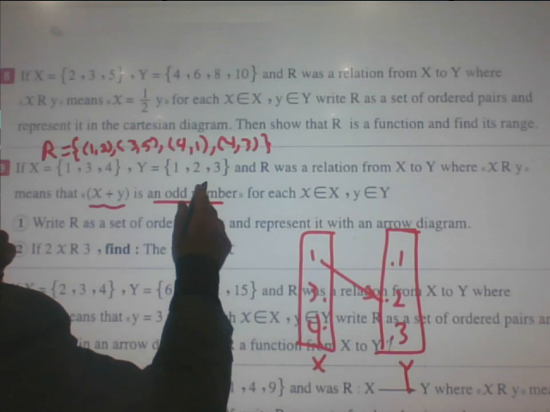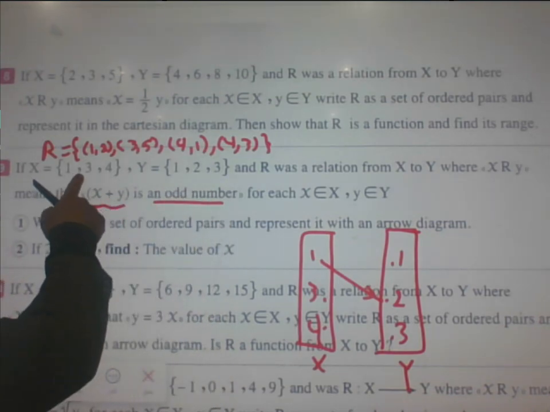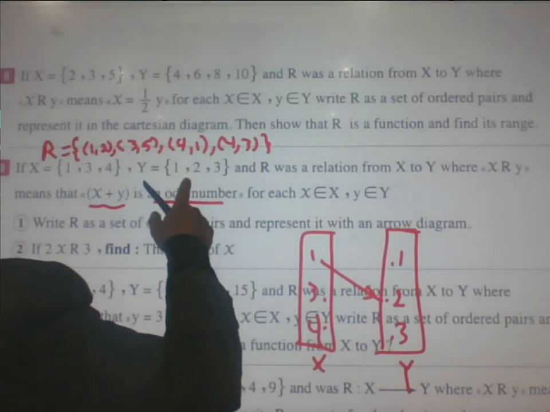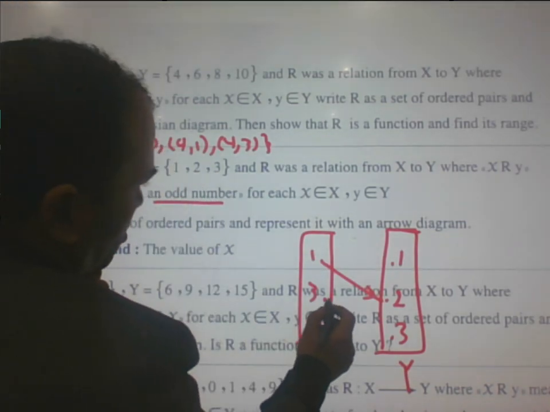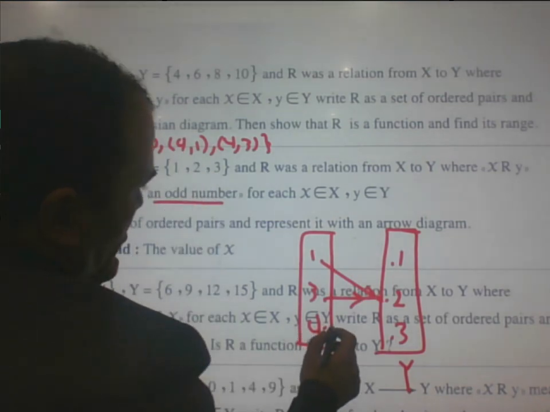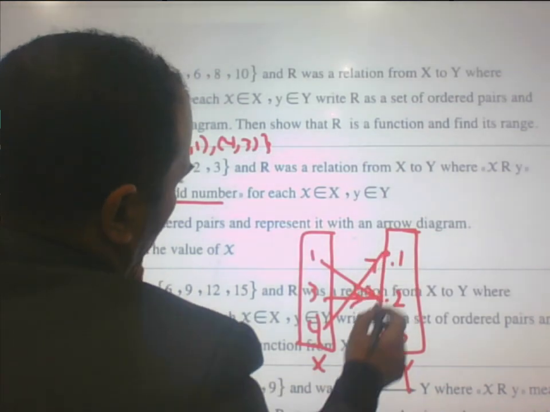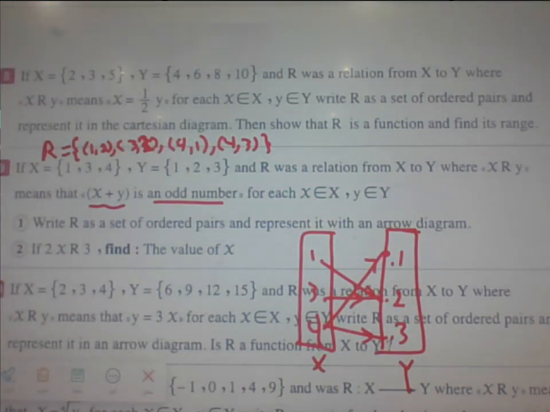We have 5 also. 3 with 2 equals 5. Yes, it's 2. 3 with 2, it's 5. And 4 with 1. And also 4 with 3. This relation is not a function.